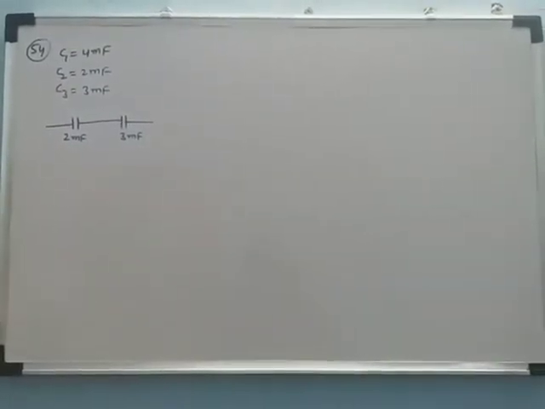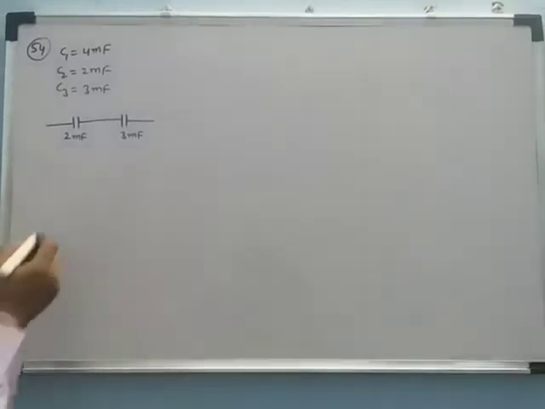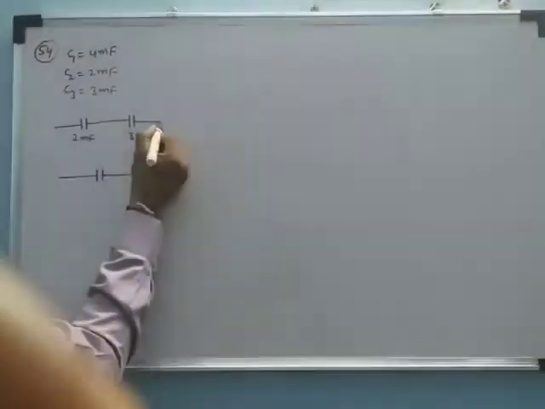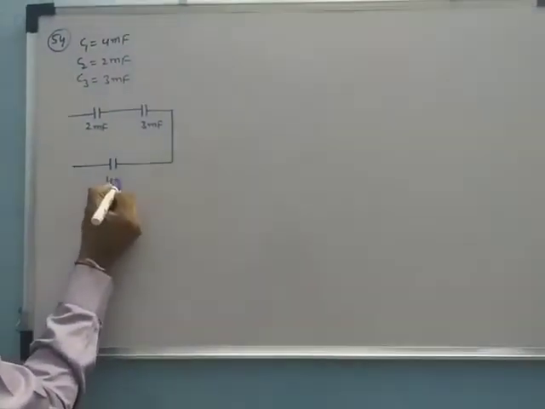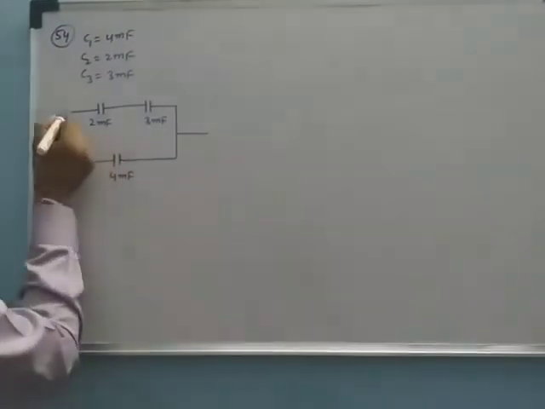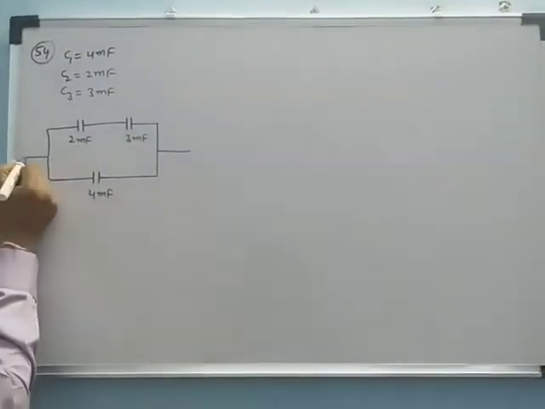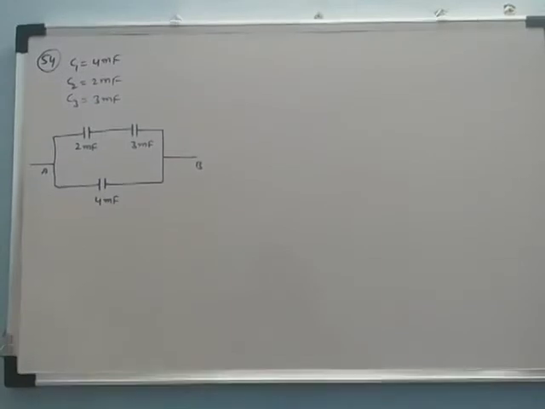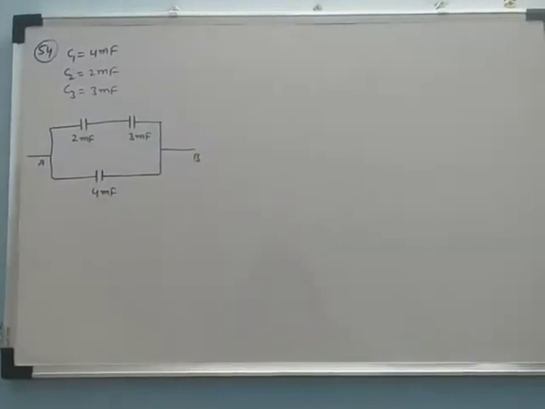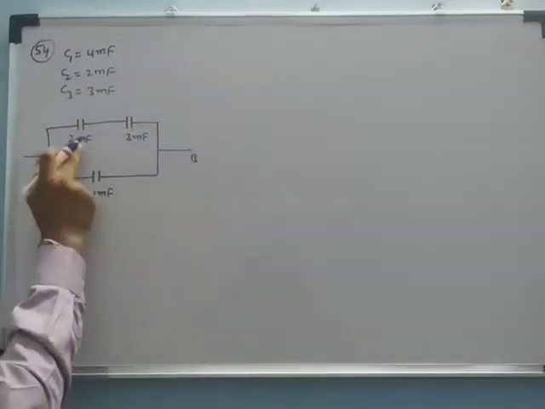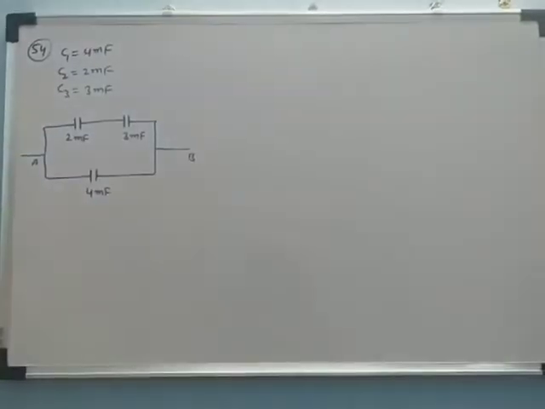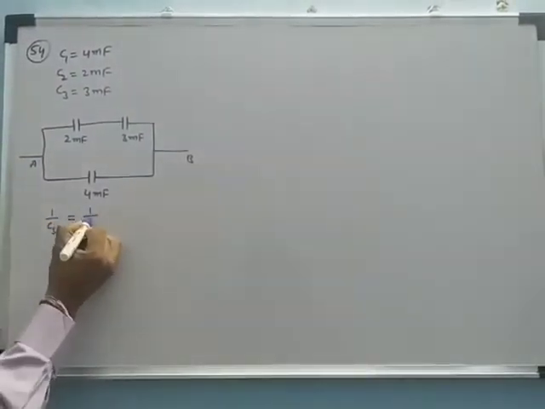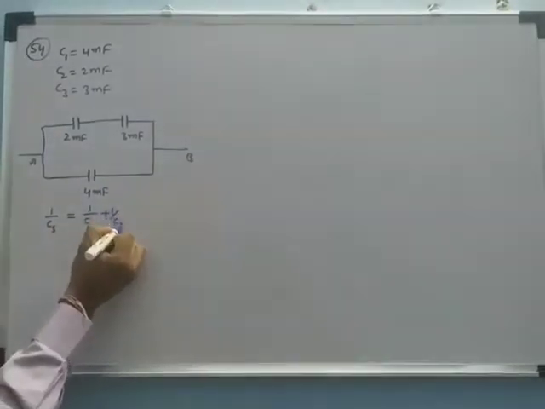And the 4 millifarad is connected to them in parallel. See, this is the connection, the 4 millifarad is in parallel. Then we can find the capacitance between A and B. First we find the series combination. What is the formula for the effective capacitance in series? 1 by Cs is equal to 1 by C1 plus 1 by C2.